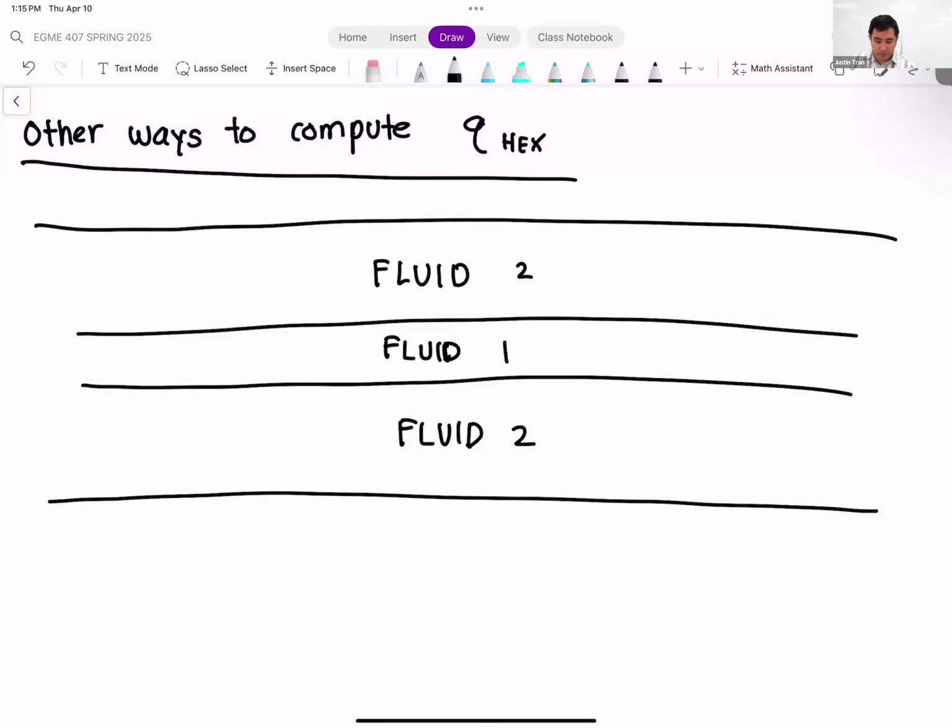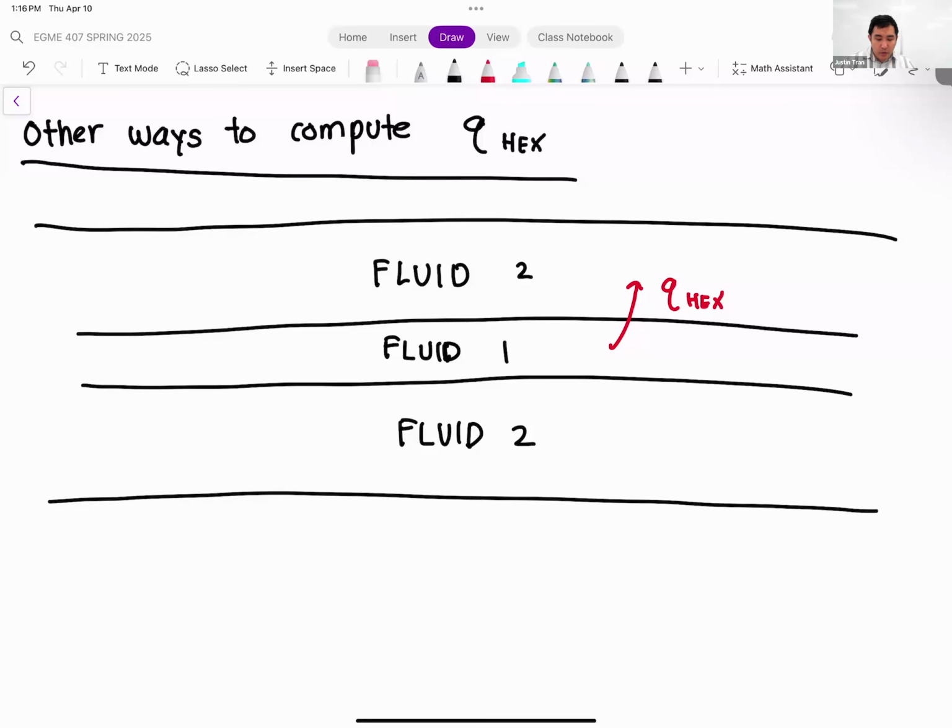fluid 2, okay? And just like we did before, let's assume that our heat transfer is going from fluid 1 to fluid 2. So fluid 1 is the hot fluid, fluid 2 is the cool fluid. Okay, so you have Q hex going that way.